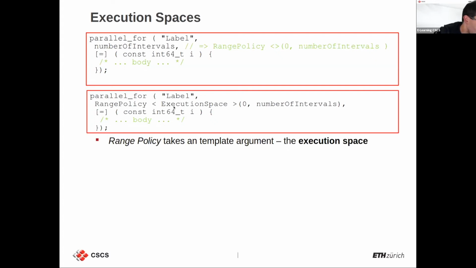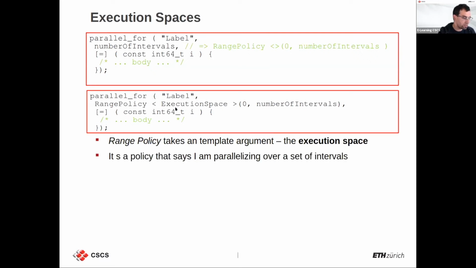There are some additional features. We have to say something more to run this. There are some additional points that we have to clarify. Range policy takes a template argument, as I said. It's a policy that says I'm parallelizing over a set of intervals, where the set of intervals is a number of intervals. And we can decide this execution space only at compile time. So you can decide to run on different execution spaces, it can be serial, OpenMP, or GPU, but you have to decide at compile time only.